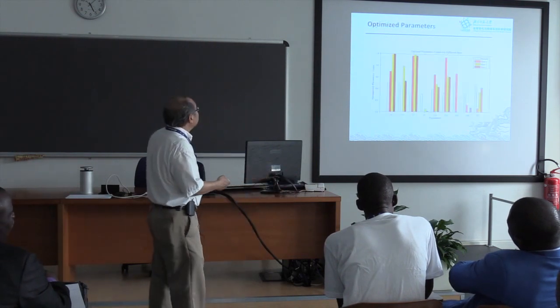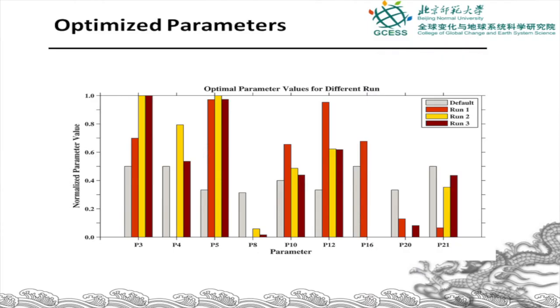So this shows the optimized parameters, compared with the default parameters. Sometimes the optimization pushes a parameter up, sometimes it pushes it down, depending on the objective function. Okay, and there is a lot of consistency in some cases.